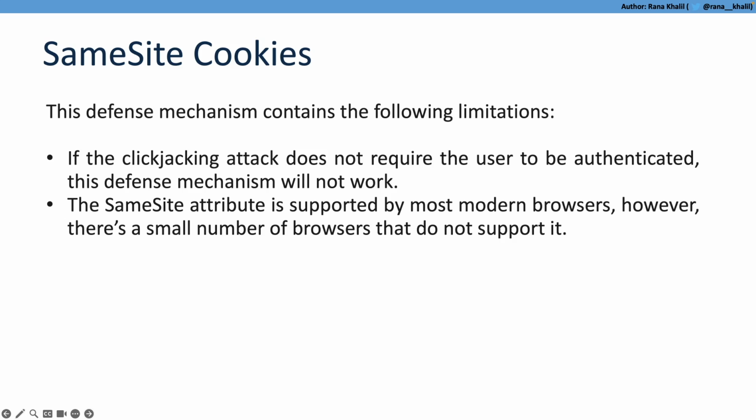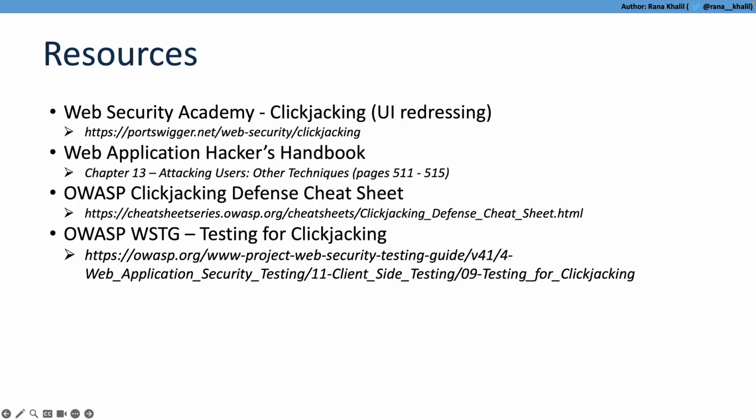Alright, that's pretty much it for the prevention mechanisms. We've reached the end of our presentation. I added several really useful resources on the slide in case you're interested in learning more about clickjacking vulnerabilities. The first two resources are the Web Security Academy and the Web Application Hacker's Handbook. This presentation is mainly based on these two resources, and so I definitely recommend that you check them out.